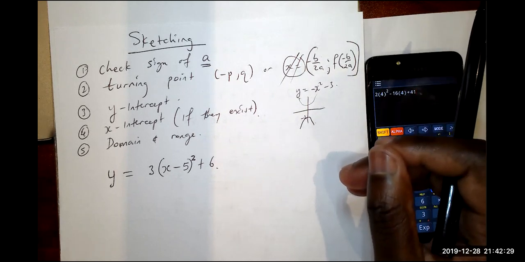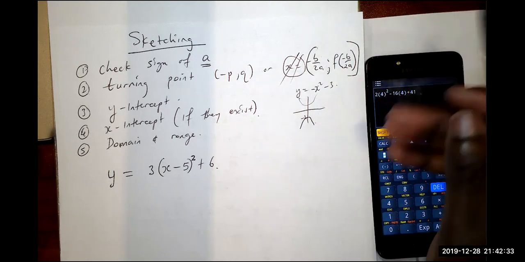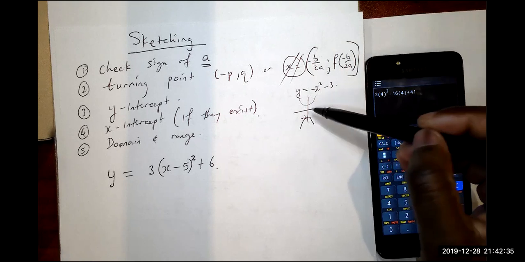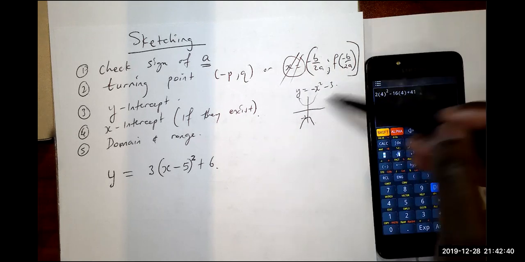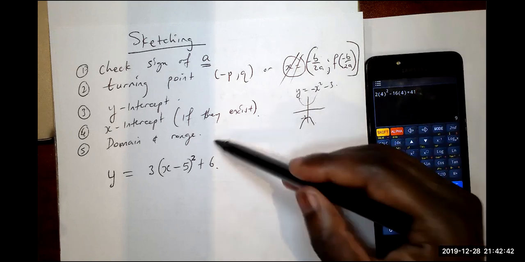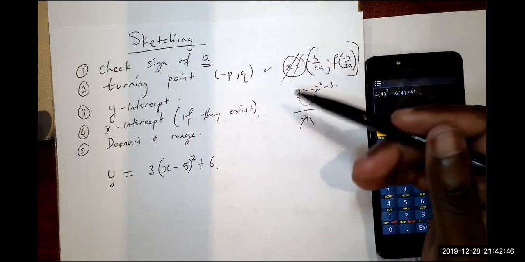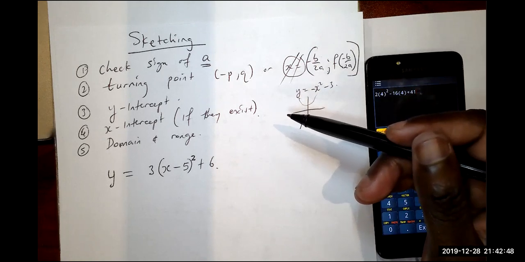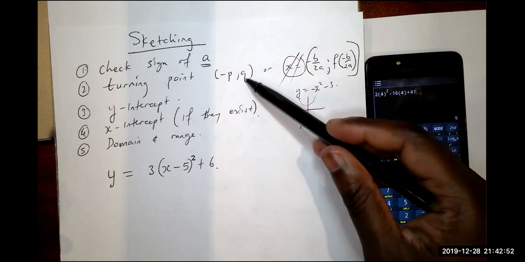And understand something there: the domain is always x is an element of the real numbers unless it is restricted, because, like I said before, x is going to go wherever it wants. But the range now, when it's maximum, when is the maximum turning point? You know that you're going to use q.